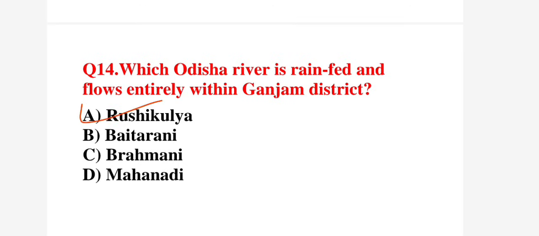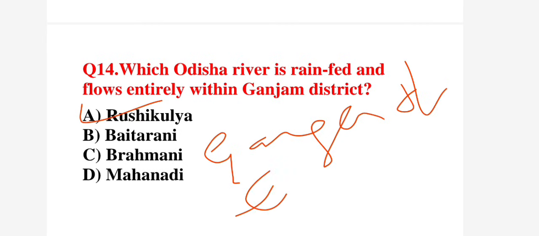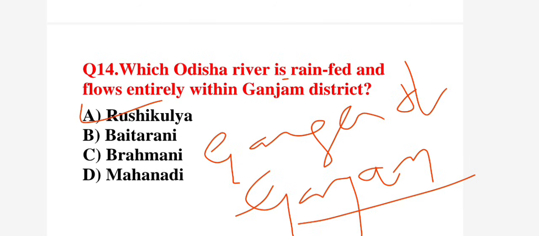Rusikulya is otherwise called the Ganga of Ganjam. Rusikulya is called Ganga of Ganjam, just remember it. And as all of you know, Rusikulya doesn't form a large delta and it flows directly into the Bay of Bengal near Ganjam. It is famous for the mass nesting site of olive ridley turtles, that is called Arribada.